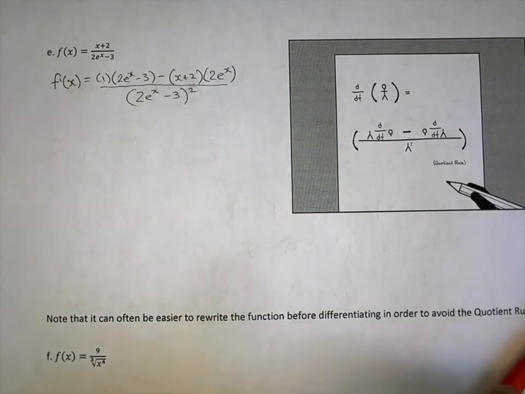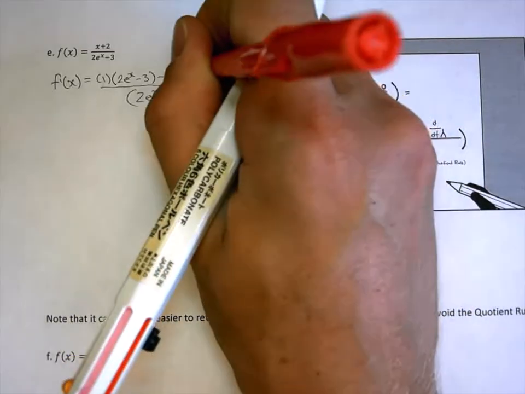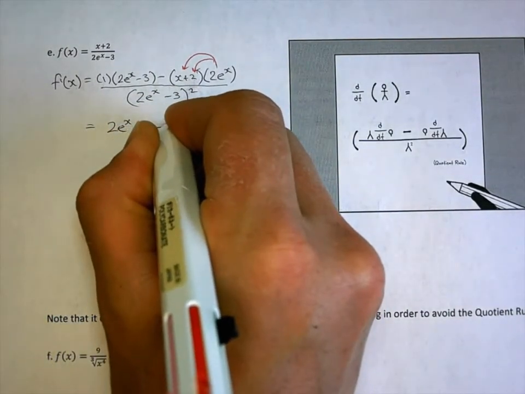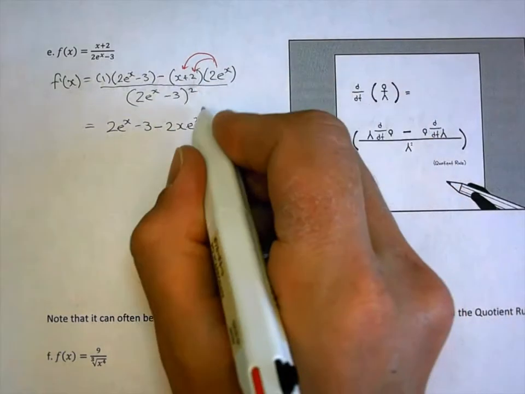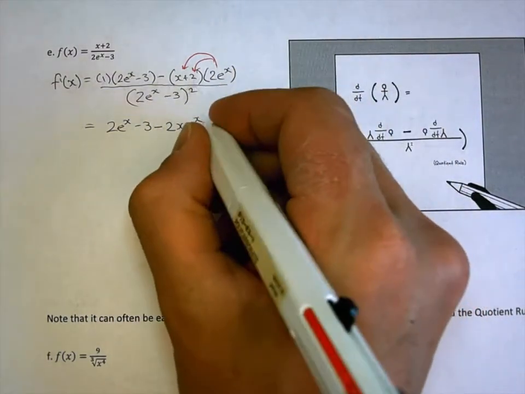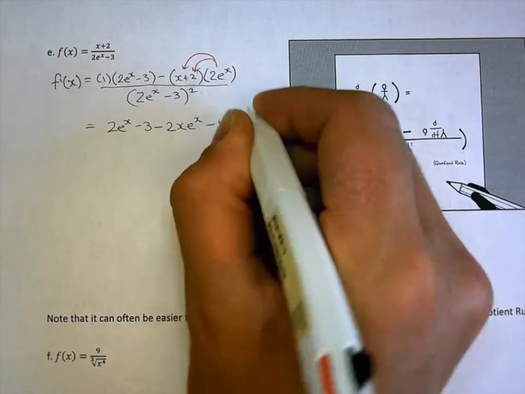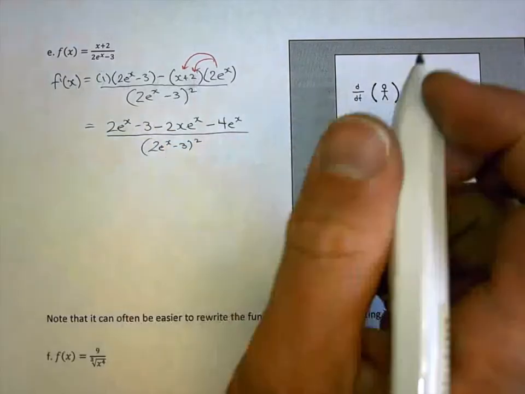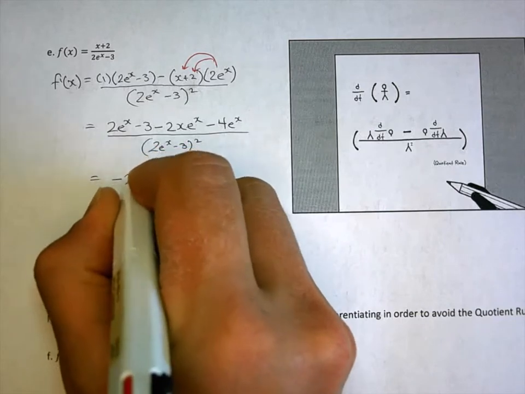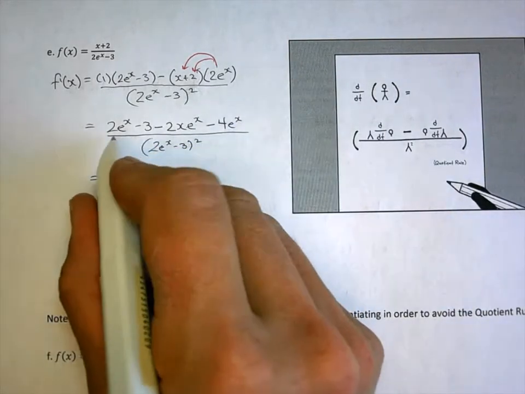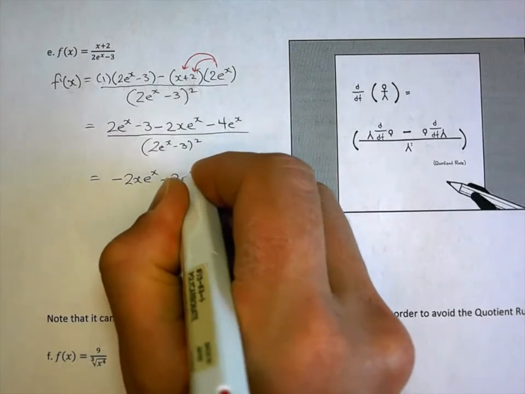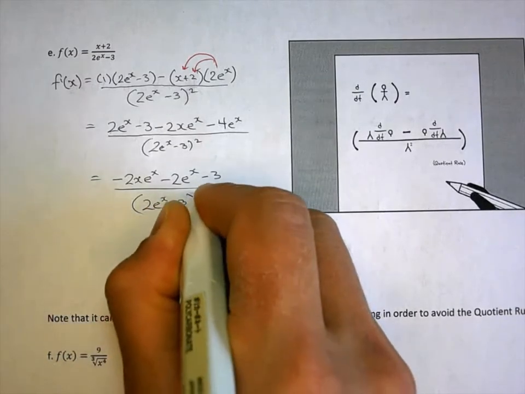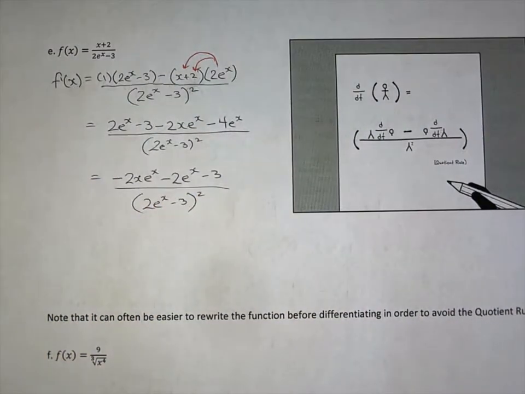Now we collect our like terms. Remember to distribute this. So I end up with 2e to the x minus 3 minus 2x e to the x. That's the correct way to write it. You should put the x in front of the e to the x. Minus 4e to the x all over 2e to the x minus 3 all squared. Now collecting my like terms, I end up with negative 2x e to the x, 2 of something minus 4 of something, minus 2 of that thing, minus 3, over 2e to the x minus 3 all squared. So there is the quotient rule.